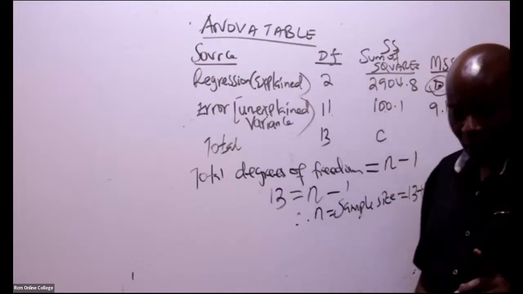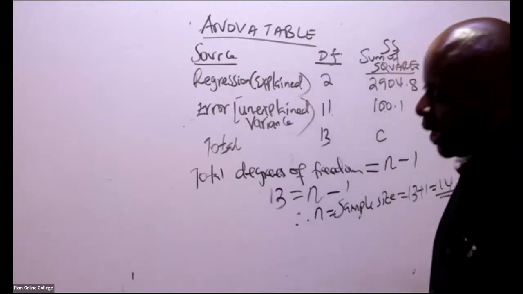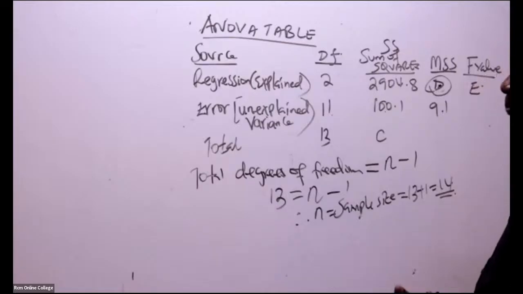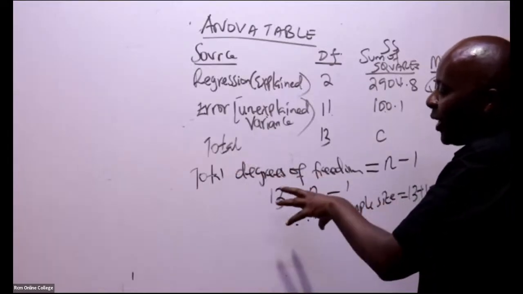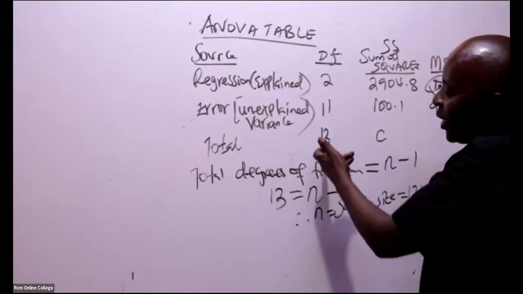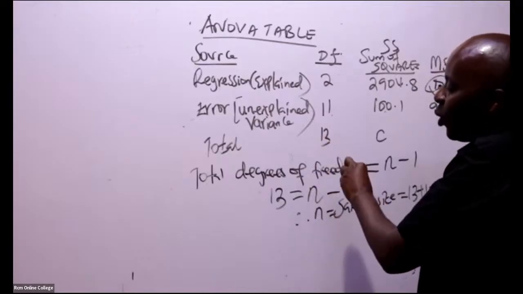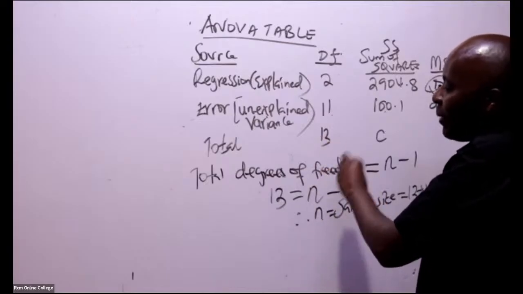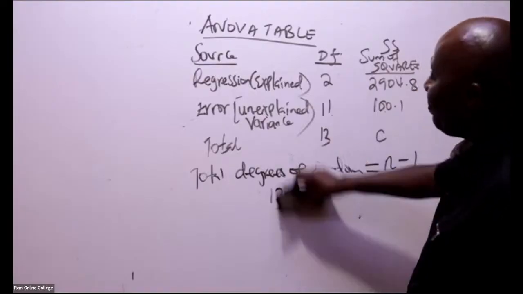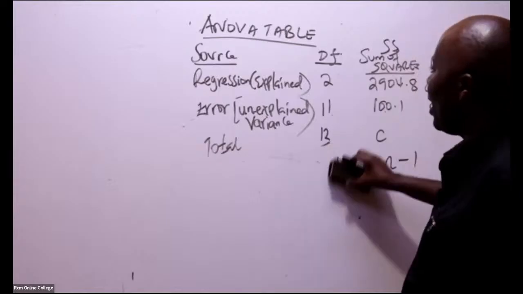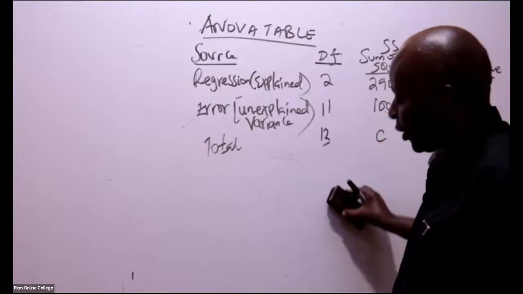The other one is what we call the error degrees of freedom. Here they have given us the degrees of freedom, and we have ended up getting the sample size, which is very good. Our sample size is 14. Now from there, we have the error degrees of freedom.